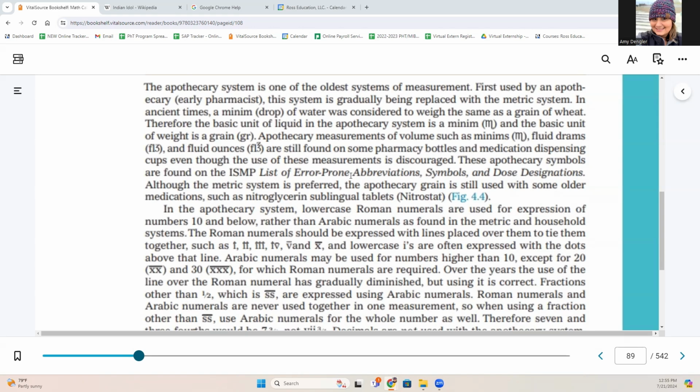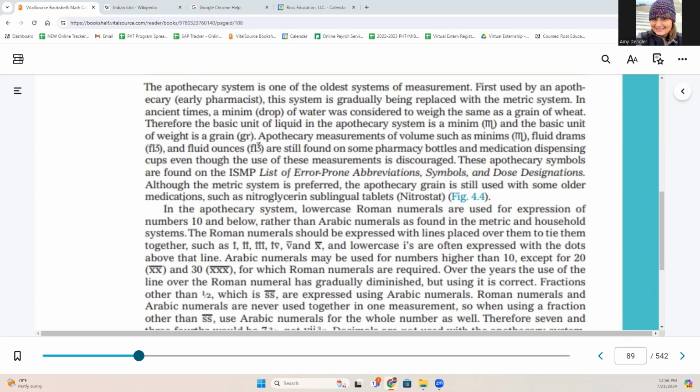Apothecary symbols are found on the ISMP list of error-prone abbreviation symbols and dose designations. Although the metric system is preferred, the apothecary grain is still used with some older medications, such as nitroglycerin sublingual tablets. In the apothecary system, lowercase Roman numerals are used for expression of numbers 10 and below, rather than Arabic numerals as found in the metric and household systems.